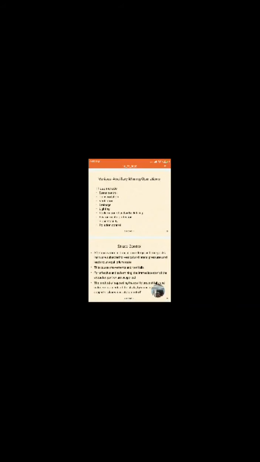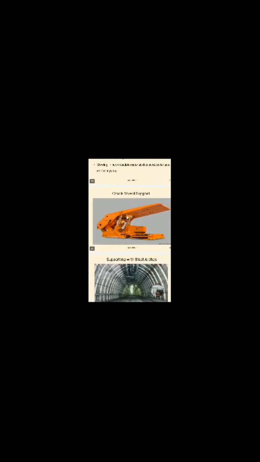So these are the ancillary mining operations which are conducted during mining. These also have a lot of importance.